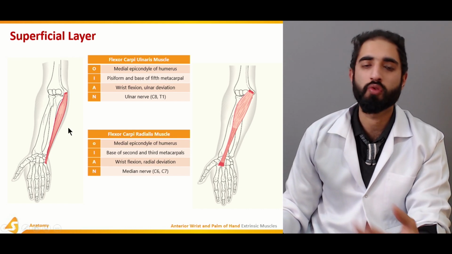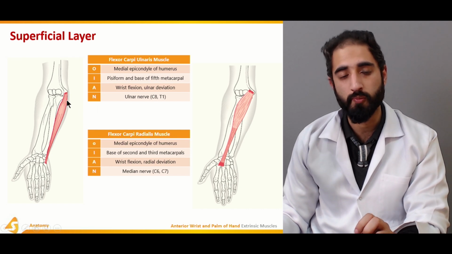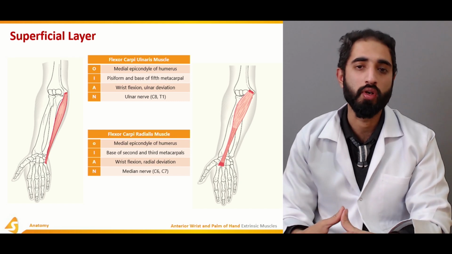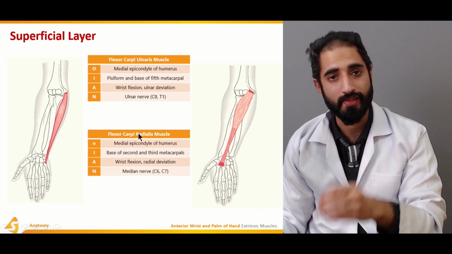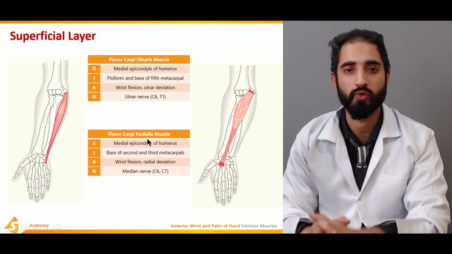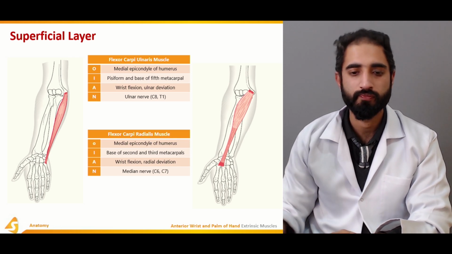Because this is a flexor, wrist flexion is obviously a function of it, but ulnar deviation occurs because it is present laterally, towards the ulna, so shortening of this muscle would cause ulnar deviation. Similarly, flexor carpi radialis would also cause flexion, but radialis means it is on the lateral side, so it would cause wrist flexion with radial deviation.